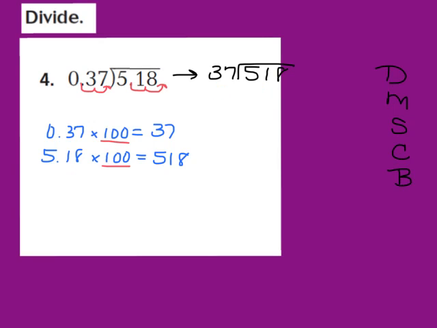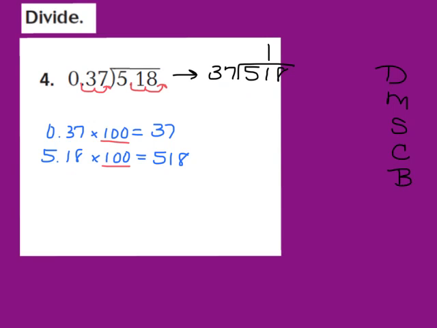I'm going to start in the hundreds place here with my 5. I know that I can't divide a 5 by a 37, so I'm going to go ahead and move over here and look now at my 51. Well, what I know is 37 can go into 51 one time. So I'm going to write a 1 up top right above that 1.